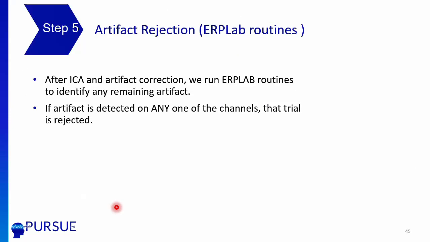After we do artifact correction with ICA, we run some ERPLAB routines to capture additional artifact, anything that survived ICA and artifact correction. Now, the way this works is each one of these is a routine that will run through, and if it detects the artifact, it's going to reject that trial. So we would actually drop or lose the trials. So this is not the preferred method. This is the last resort kind of method.